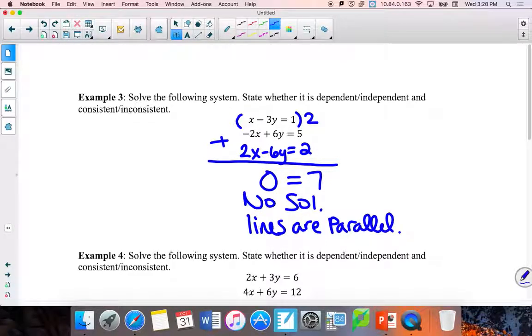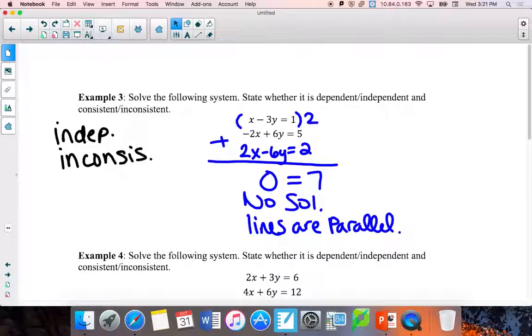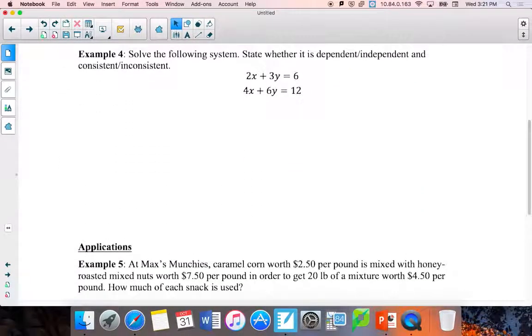So these lines are parallel, they're never going to cross each other. So you need to look back on that other page where I was talking about what independent, dependent, consistent, inconsistent. This one is going to be independent because it's a no solution. And then for no solutions, those are inconsistent. So if you just look at those, again, like I said, you're solving, but you also need to know that vocab.